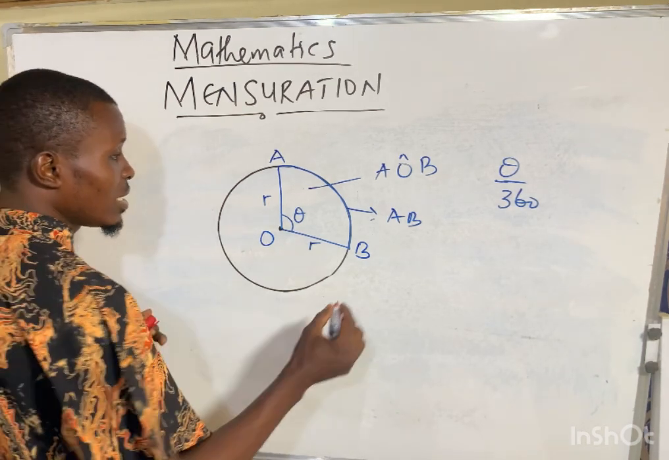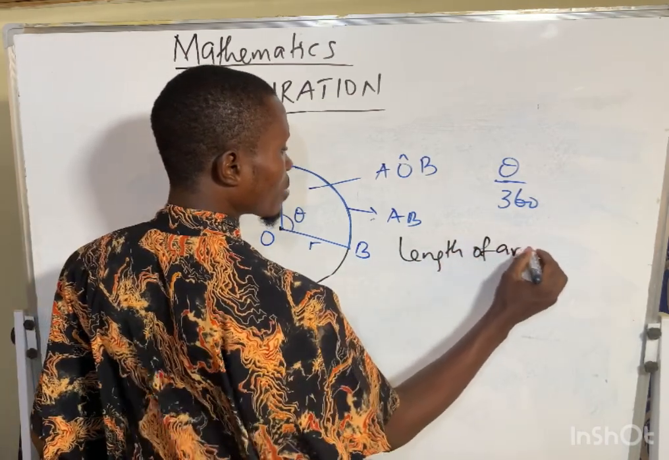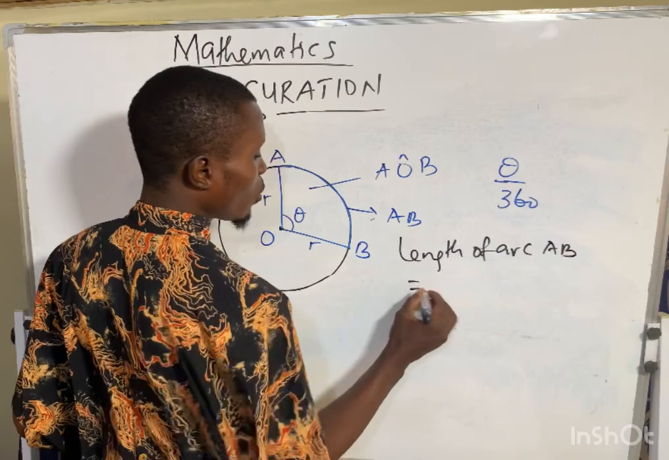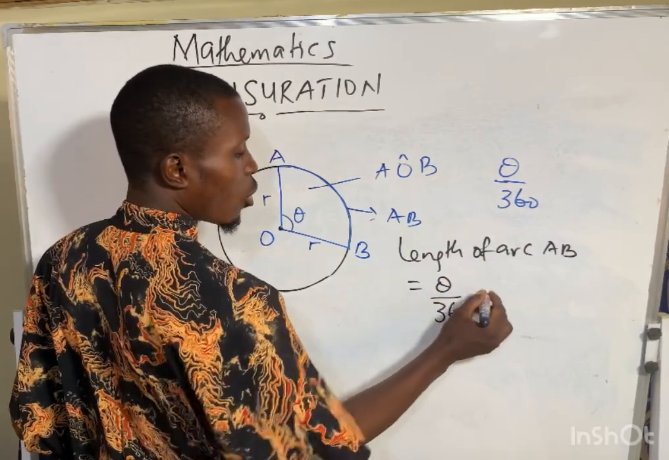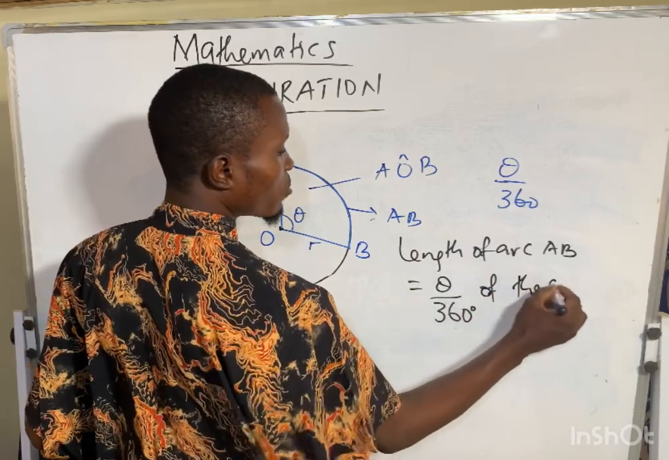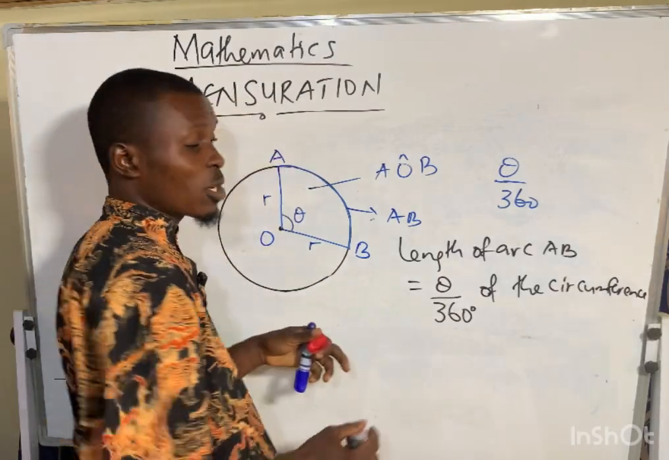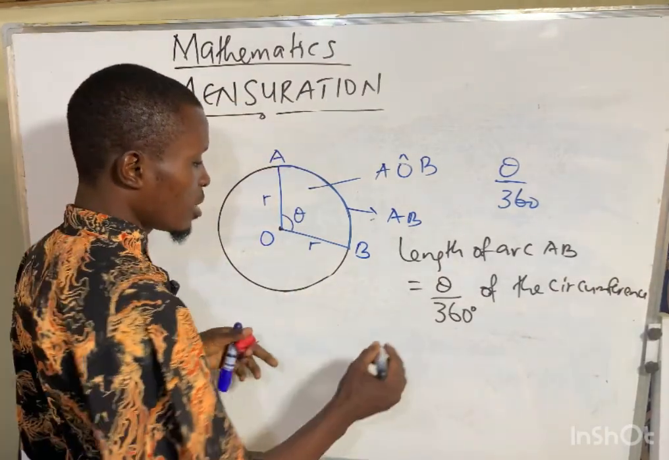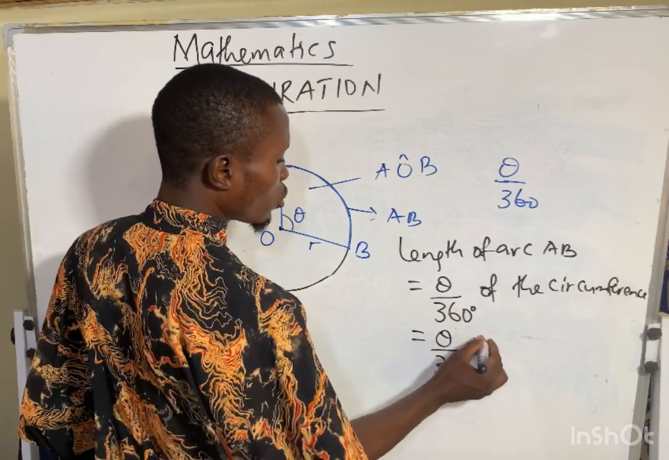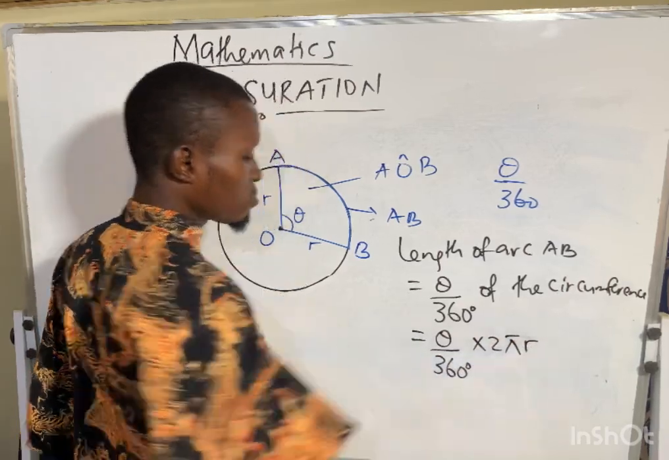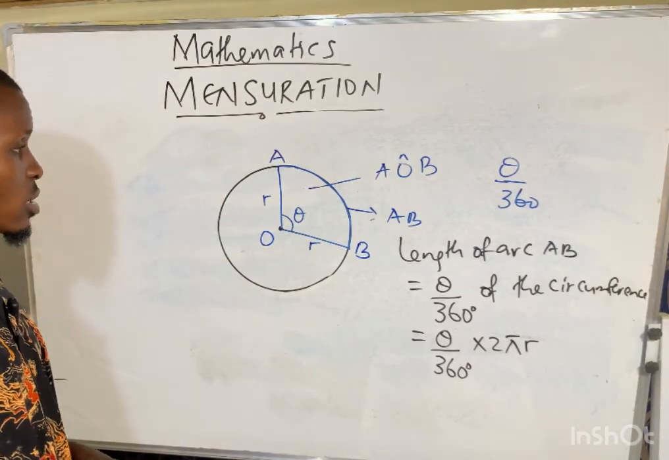Now I can say the length of arc AB can be given by what? Theta over 360 of the circumference, right? And the circumference of a circle is what? 2 pi r. Hence, we have the length of an arc is theta over 360 times what? 2 pi r. That gives us the length of the arc of this circle.